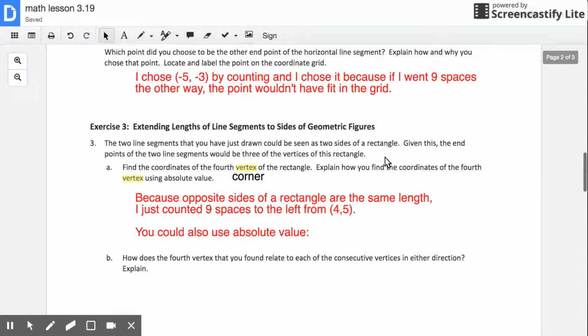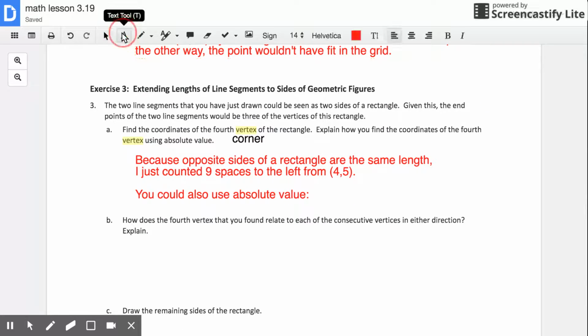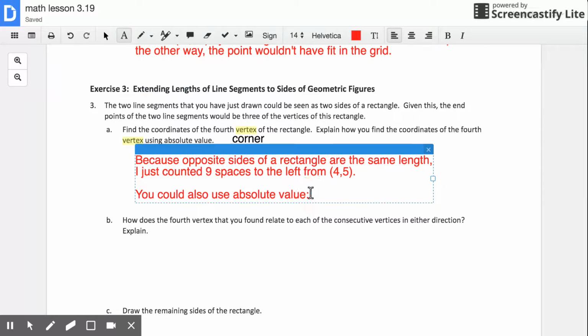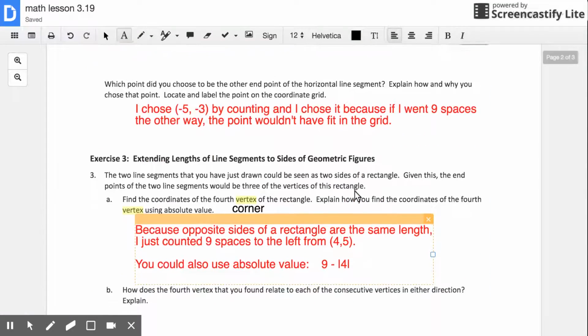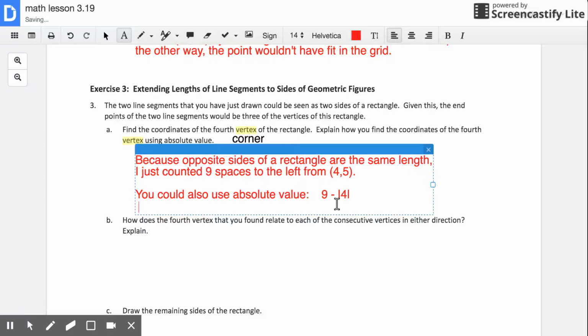So going back down here, here's how you would use absolute value. I know that the absolute value of 4 is part of what we need. Sorry, let me scooch that. So the whole distance needs to be 9. So I'm going to subtract from that the absolute value of 4. That means that, whoa, where did we go here? Have to work on this thing.